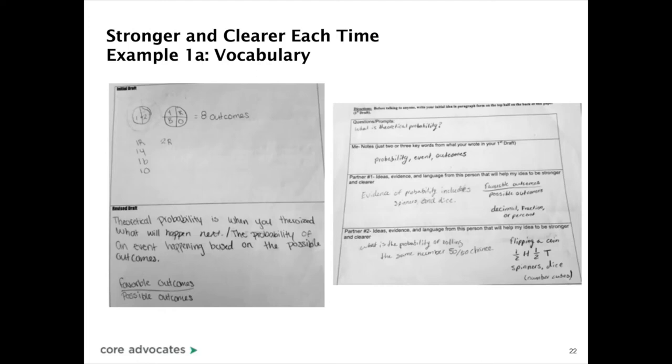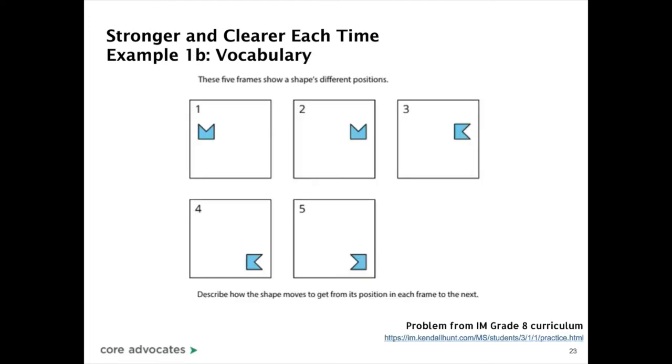Just quickly, a couple other ways that I've used this. This is a problem that was actually from my Illustrative Math curriculum last year, and it is another vocabulary example, and it's focused on the eighth grade curriculum. They were working on rigid transformations and developing some of the language, the academic vocabulary for that unit. And so using this routine was a way for them to get to hear from other people and revise their own responses to describing how you get from frame one to frame two, two to three, and so forth.